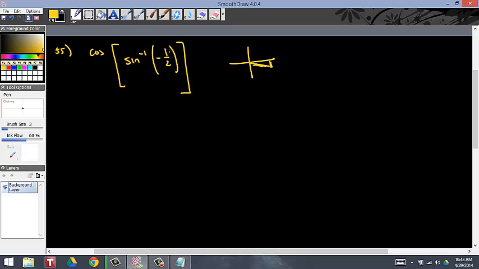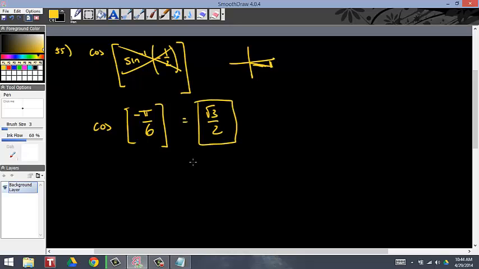It's right there. So does it make sense that this whole thing becomes -pi/6? Remember, it's not 11pi/6 because 11pi/6 means you had to go all the way this way. You can't do that. Okay? Cosine of -pi/6. Well, that is positive rad3/2. Okay? Cosine, sine inverse of -1/2. It's gonna be down here, right? So then we're trying to find cosine of -pi/6.